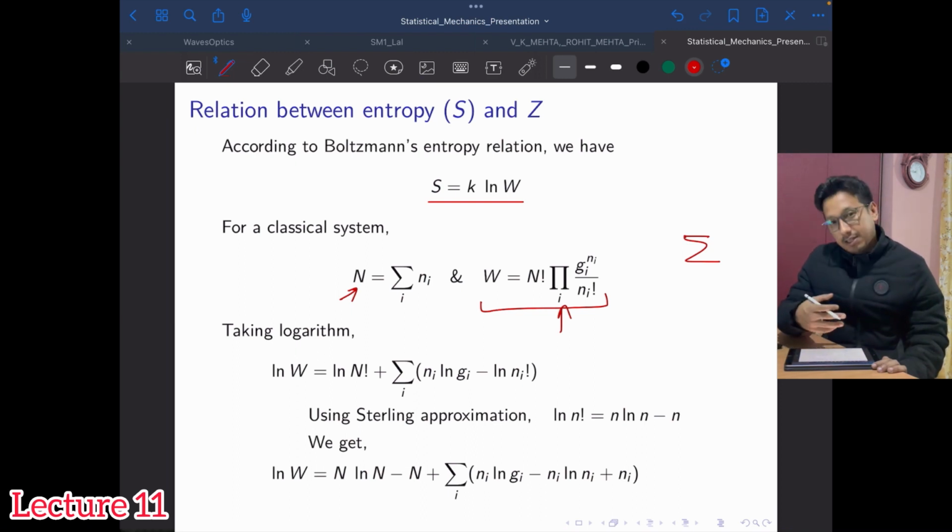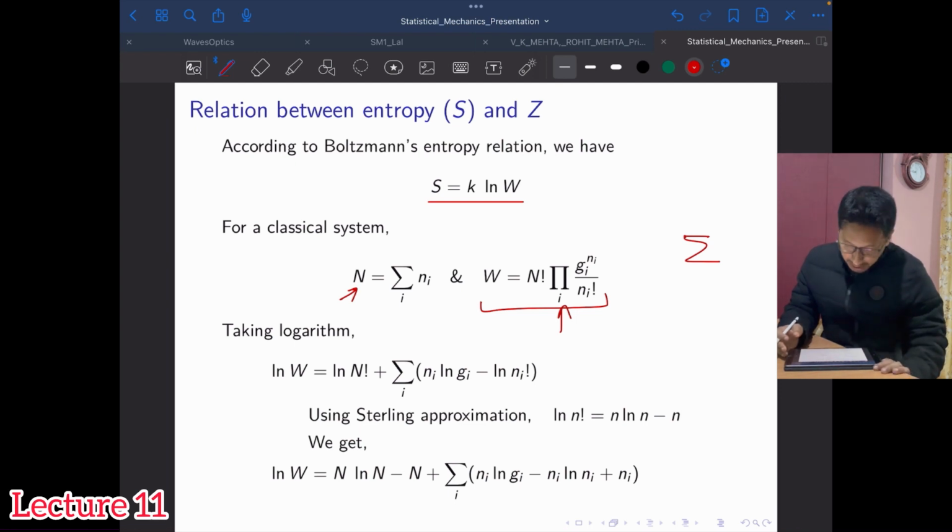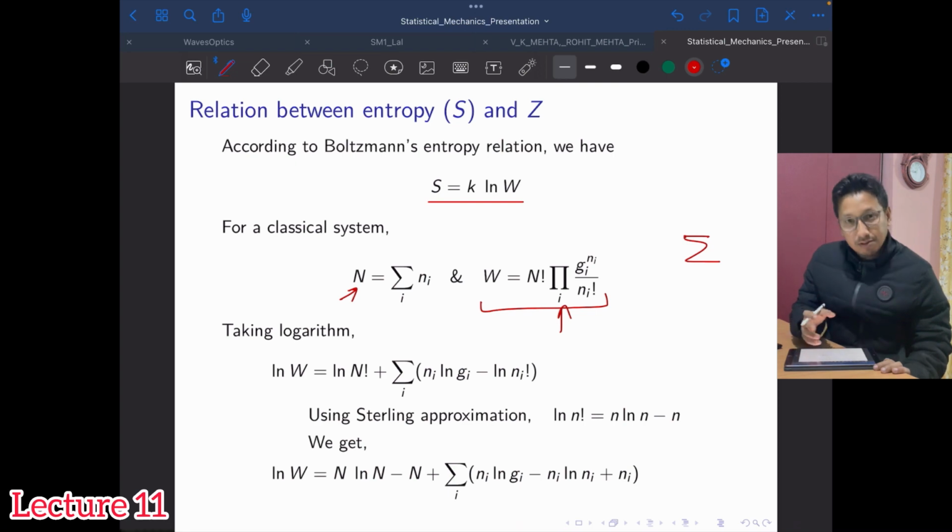So all the mathematics we go with by taking logarithm. To deal with this expression with the help of mathematics, we take log on both sides, natural log on both sides. So that's why we get ln W. See here, this is product. Okay, so this part is product.